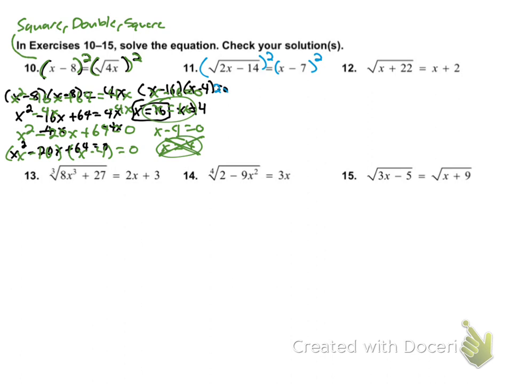That'll give me 2x minus 14. I'm just going to redo this. All right, so this will be 2x minus 14 equals. Now, again, you can FOIL that, okay? X minus 7 times x minus 7. I like to square, double, square. X squared, multiply and double, negative 14x, square, plus 49, okay?